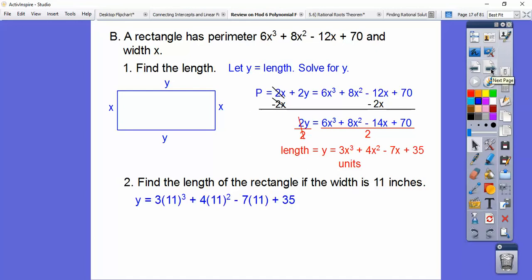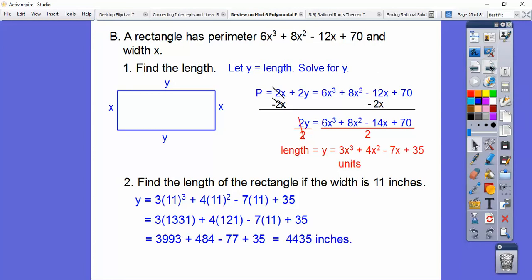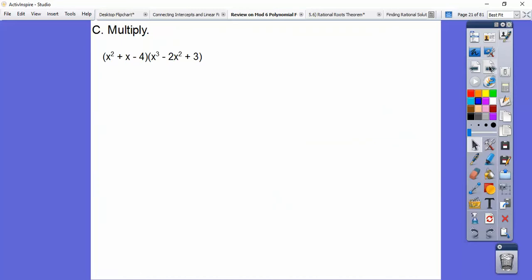Now we got to do the exponent. 11 to the 3rd is 1,331. 11 squared is 121. Now we're going to multiply this times this, this times this, this times this. When we do that, we get that, and then we add them all together, and we get 4,435 inches. Okay, easy enough. Nice, easy points.